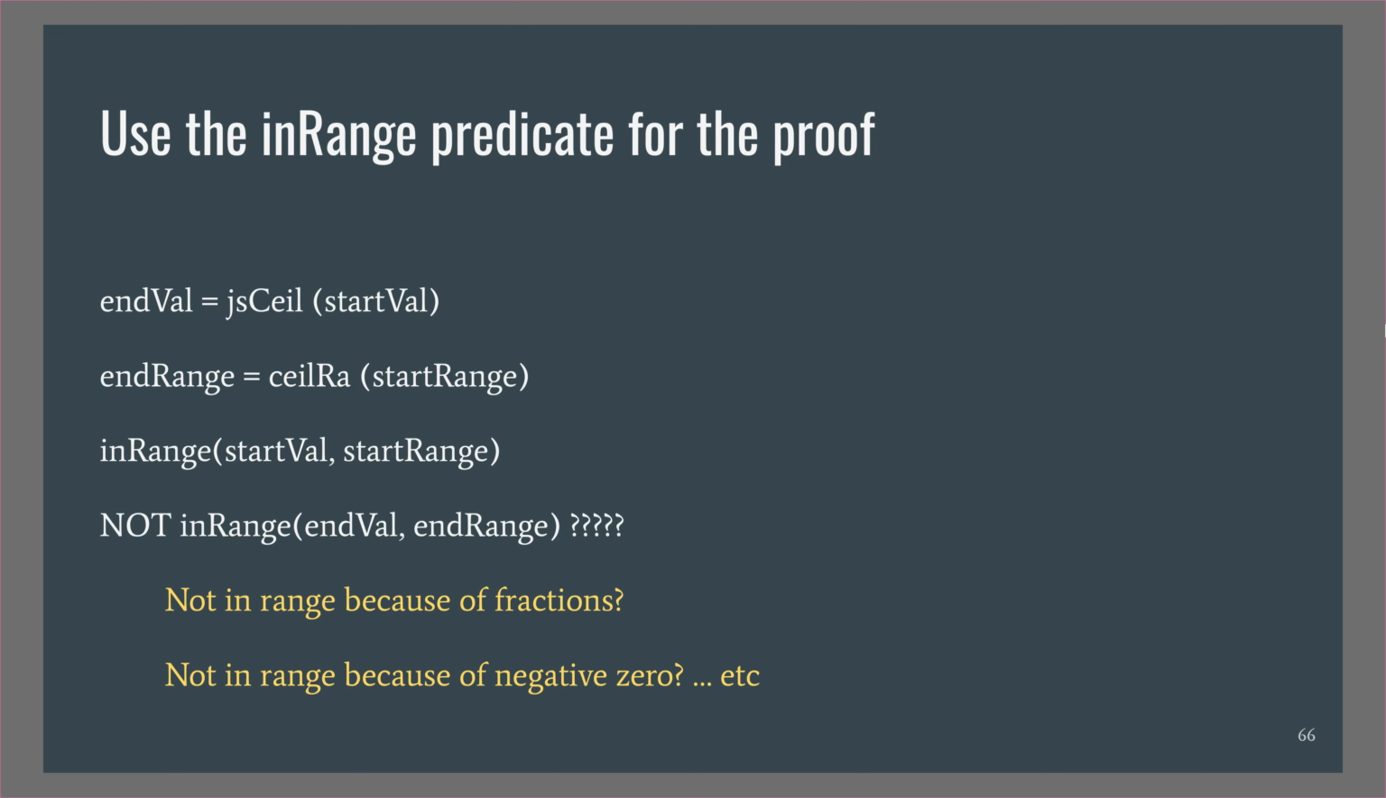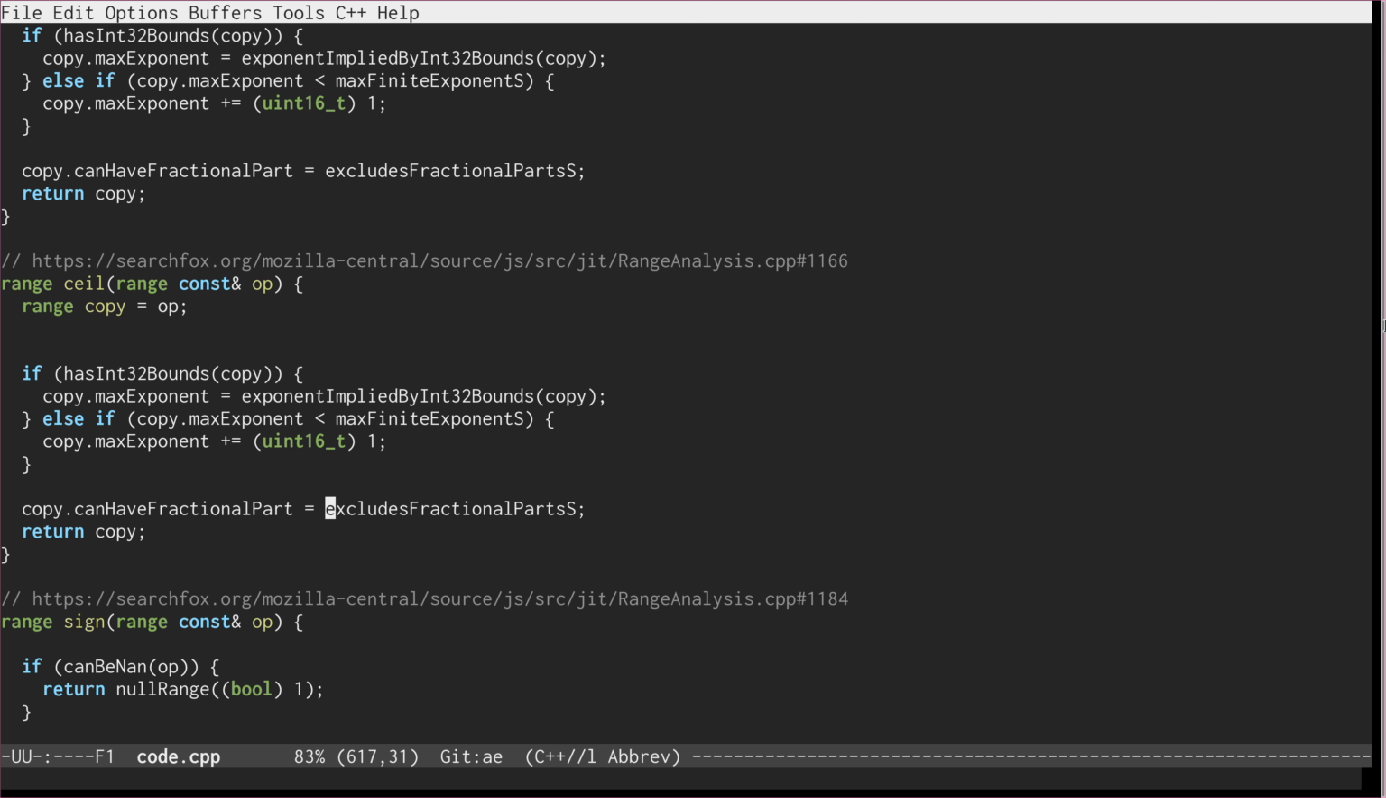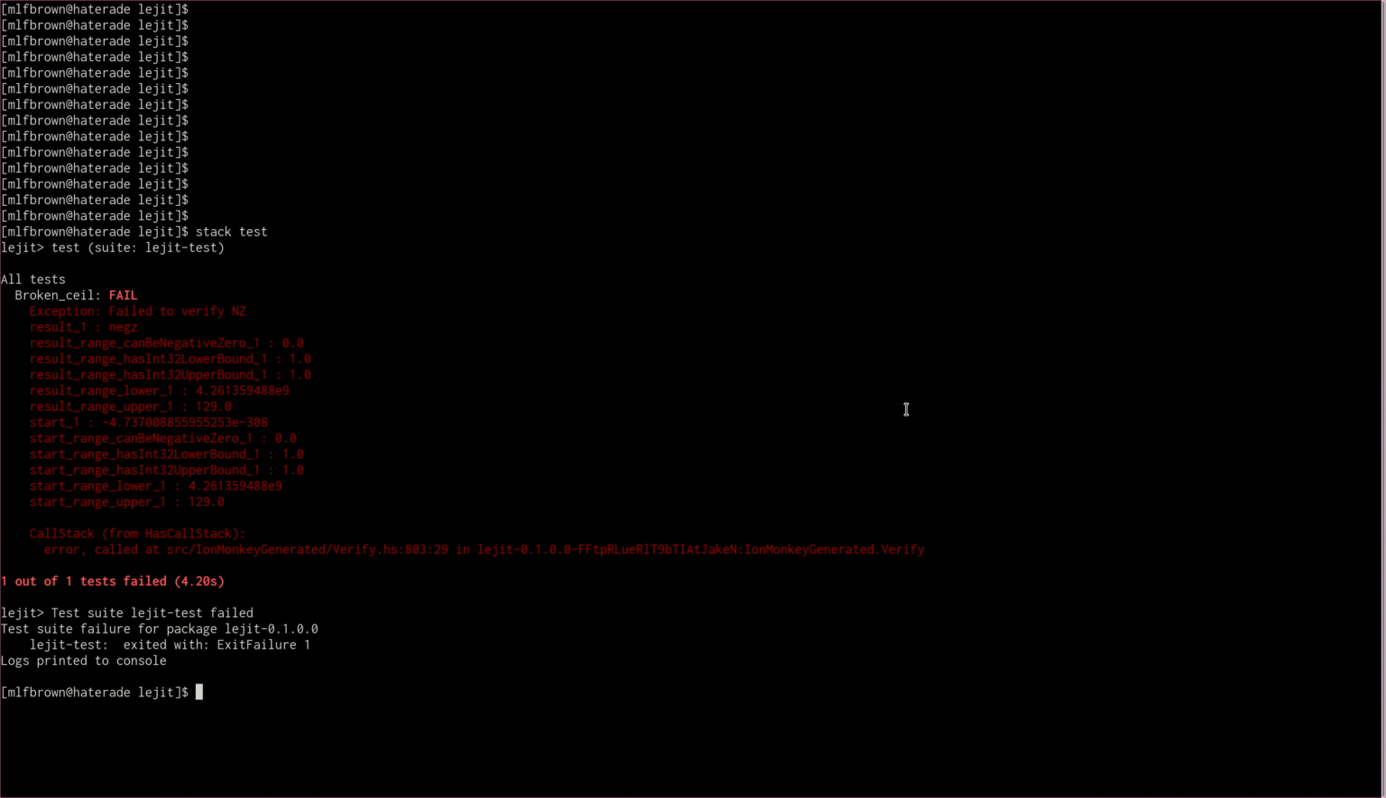And it turns out the ceil range analysis routine I showed you before is wrong. It's wrong for values between -1 and 0 exclusive, because JavaScript semantics says that ceil of a small negative is -0, not +0. The code for the ceil function, though, never sets the can be -0 flag. It definitely messes with the max exponent and the can have fractional part flag, but never with -0, right? And the solver is able to detect this.